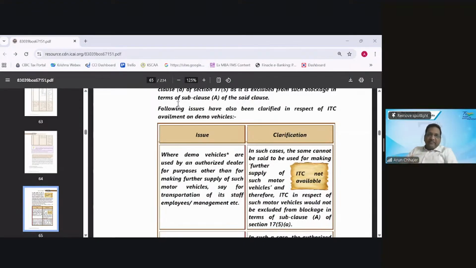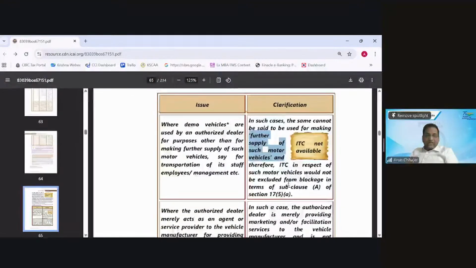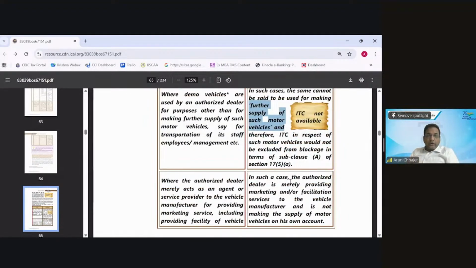Again, they have specified various situations where the demo vehicle is used for purposes other than making further supply, say for the transportation of its own staff, employees, management. In that case, ITC will not be allowed because the same cannot be said to be used for further supply of that motor vehicle, and therefore ITC in respect of which will be excluded. मतलब therefore ITC in respect of that motor vehicle will not be allowed, कहने का मतलब क्या हो? ITC will not be allowed because मैं उस particular car का use for different purpose कर रहा हूँ.